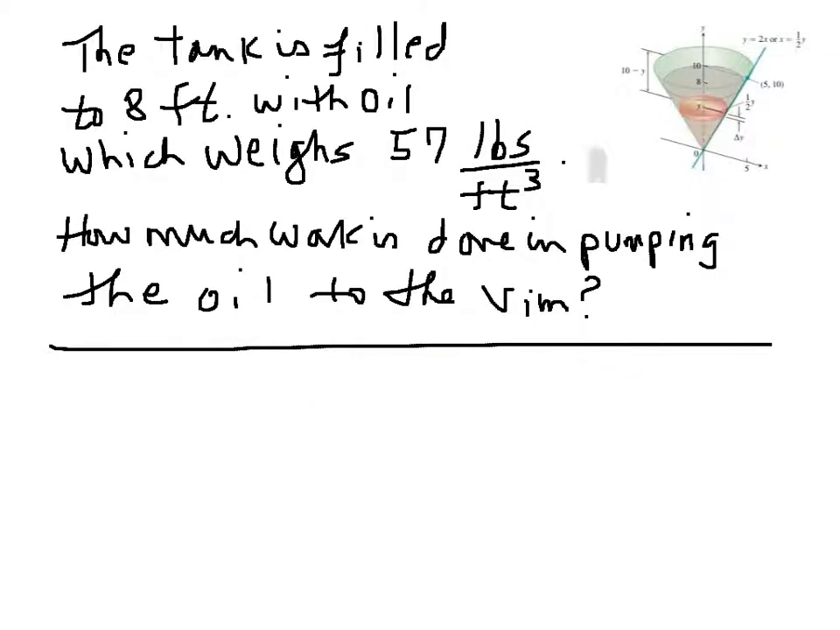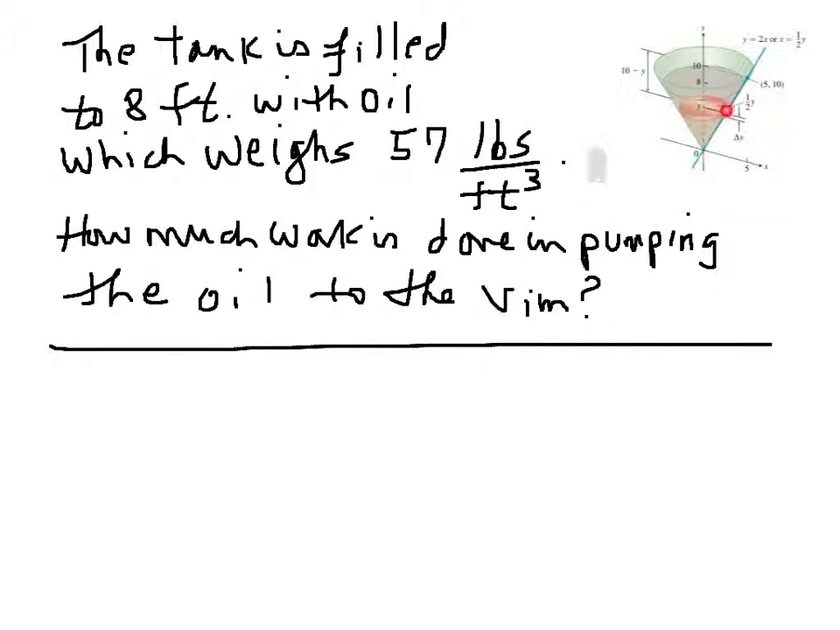Alright, so let's look at this example. Imagine that we have a conical reservoir, conical tank, and it's filled to 8 feet with oil, and oil weighs 57 pounds per cubic foot. And the height of that tank is 10, and the radius is 5. And what we notice then, if we just set this up on the XY axis, is that this line right here, kind of the slant height, is either y equals 2x or x equals 1/2 y.